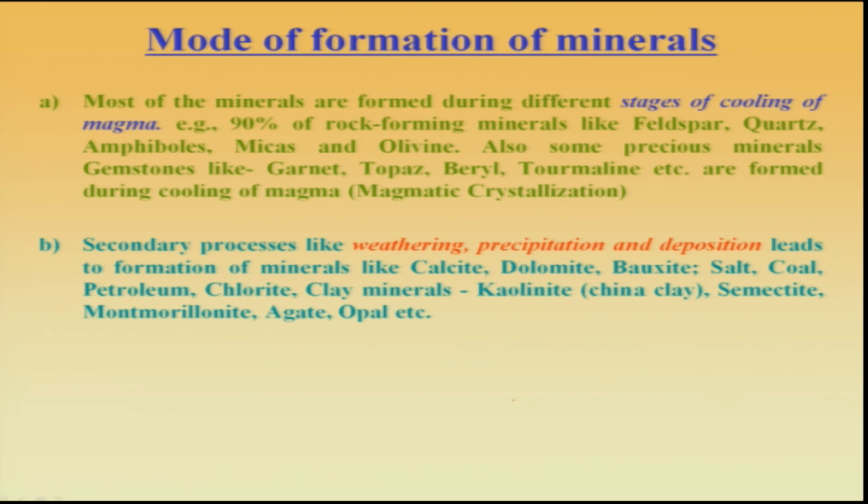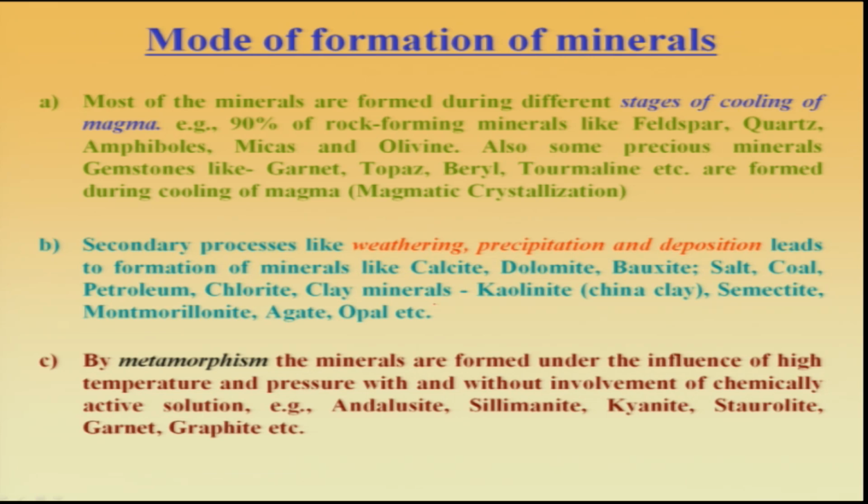Secondary processes, such as weathering, precipitation, or deposition, lead to the formation of minerals like calcite, dolomite, bauxite, salt, coal, petroleum, mainly because of weathering. And then we have clay minerals like kaolinite, montmorillonite, agate, etc., which are formed in the secondary processes.